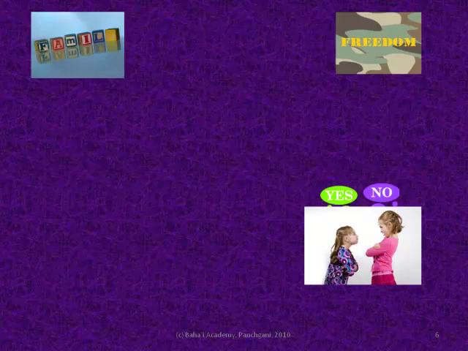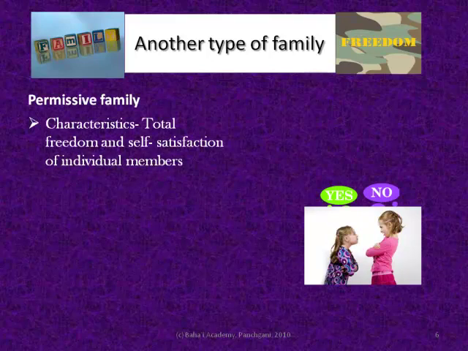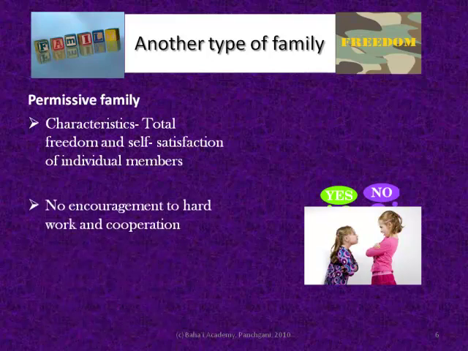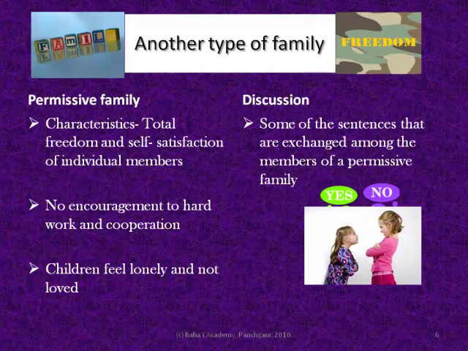After discussing the dominating families, we should discuss another type of family that is at the other extreme and is characterized by the total freedom and self-satisfaction of its individual members. These are permissive families, whose focus is the satisfaction of the personal needs expressed by each member. The atmosphere in such a family does not encourage hard work and cooperation. The children feel lonely and not loved. We need to also discuss some of the sentences that are exchanged among the members of a permissive family.